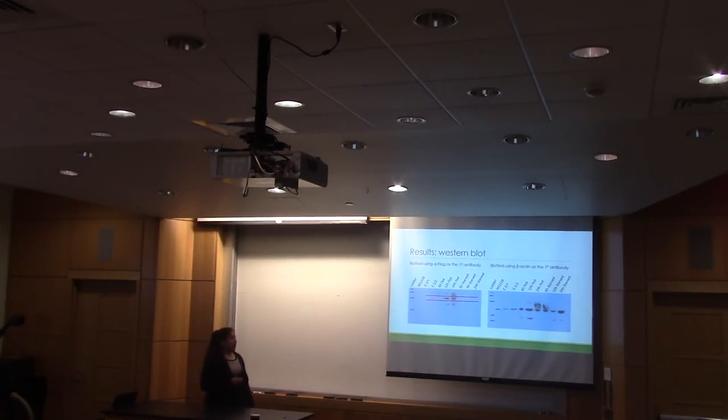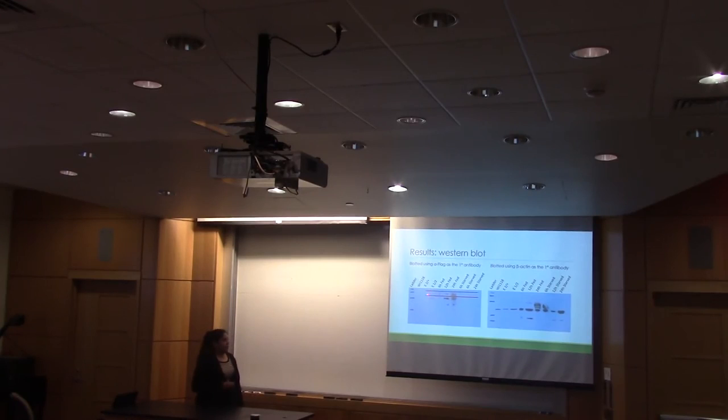So here I have my membrane. This is the membrane with alpha flag as the primary, and this is the same membrane, but this time with beta actin as a primary antibody. And so here is where the unmodified ERR will be. And you can see that from 6 hours to 12 hours, ERR does increase. But from 12 hours to 24 hours, it doesn't really increase. It kind of looks like it decreases a little bit, and it's a lot more smeared.